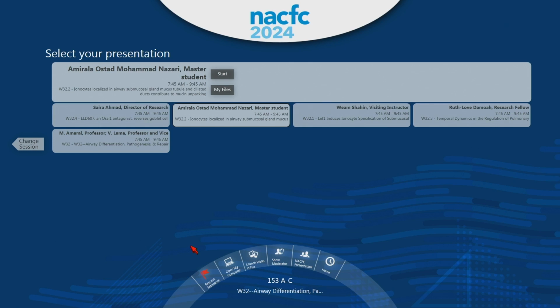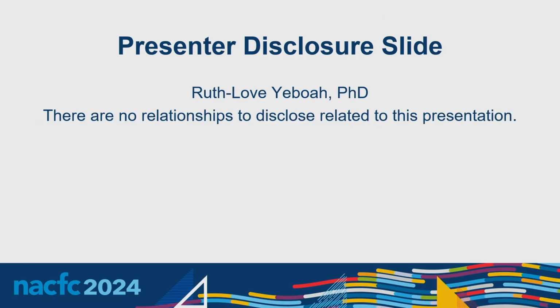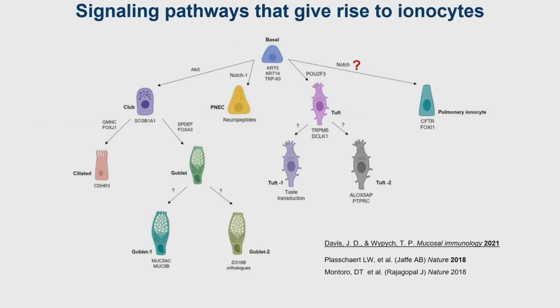Okay. Next speaker. Hi, thank you for the introduction and also for the opportunity to share some of the work we're doing over at Boston Children's Hospital in the labs of Drs. Carla Kim and Ruby Wang, in trying to identify what pathways lead to ionocyte differentiation. To start, I have no conflicts of interest to disclose.